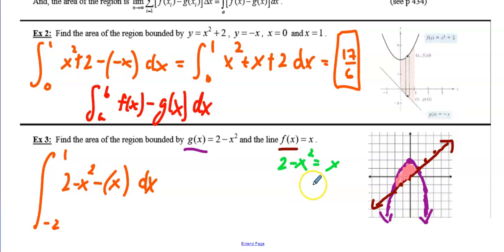So if you set them equal to each other, and I'm going to make x squared positive, so I'm going to move everything to the right. I'm going to move this over here, and then factor this. This is a really easy way of getting what our x values are.